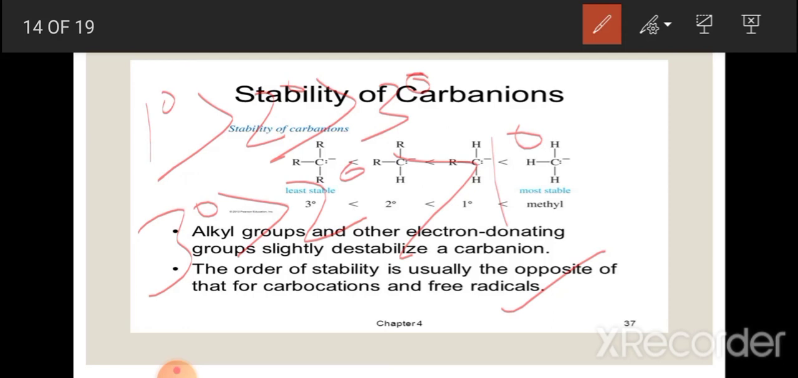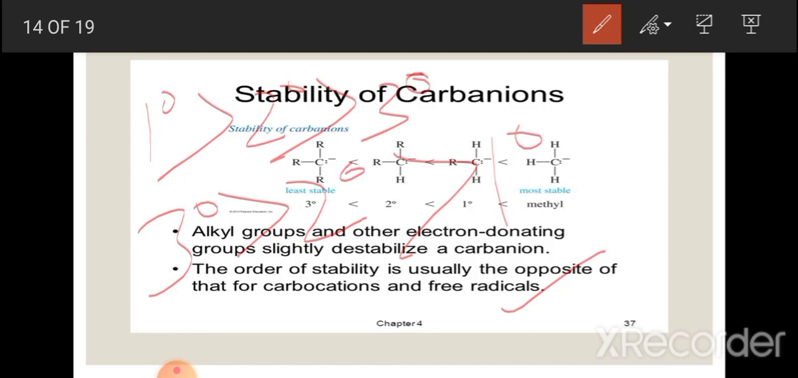Okay, so characteristics of carbanions. The carbon atom bearing negative charge has 8 electrons in its valence shell and it is a nucleophile. Our next topic is electrophile and nucleophile, where you will understand what is nucleophile and what is electrophile. The carbon atom bearing negative charge is sp3 hybridized and again this will be a pyramidal structure. You will understand by understanding the molecular structure only.